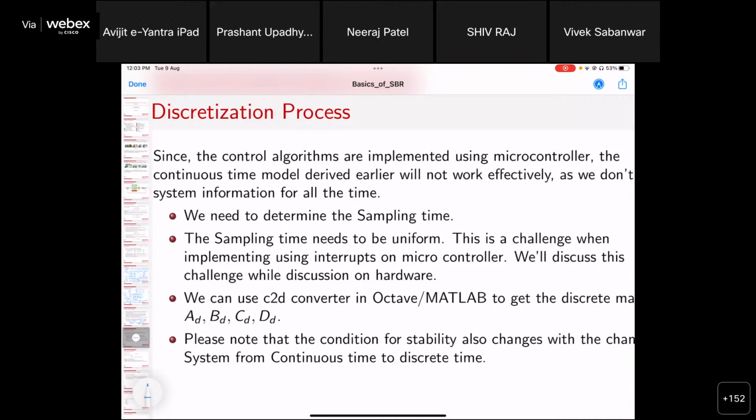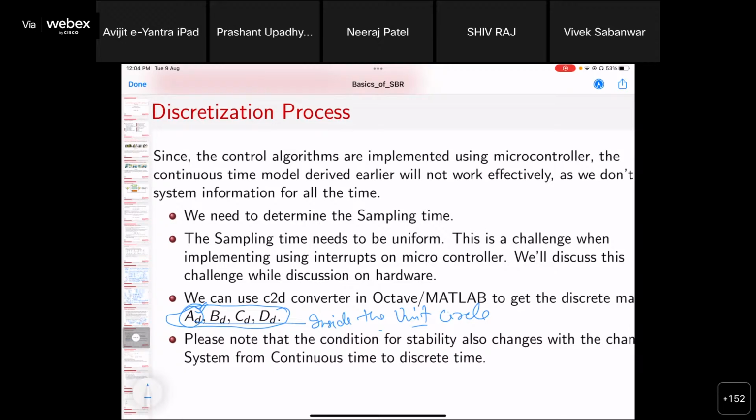There is an inbuilt function in Octave or MATLAB, whatever you are using, called C2D, the continuous to discrete time converter, where you feed in your continuous time A, B, C, D matrices and get the discrete time ABCD matrices. Just note that in the continuous time domain, your eigenvalues were placed in the left half plane for it to be stable. Now, when you have a discrete time matrix, you will have to check that they are inside the unit circle.